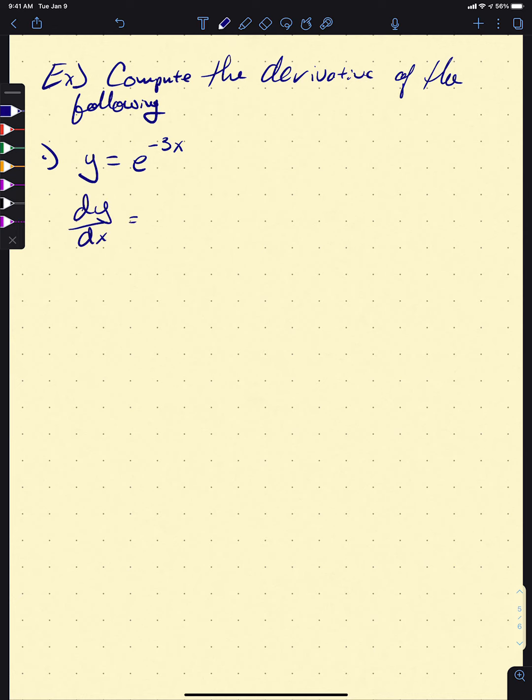Well, what's this going to be? As we saw on the previous page, this is going to be e to the negative 3x times d dx of minus 3x. But the derivative of minus 3x is just minus 3. So we're left with minus 3 e to the minus 3x.